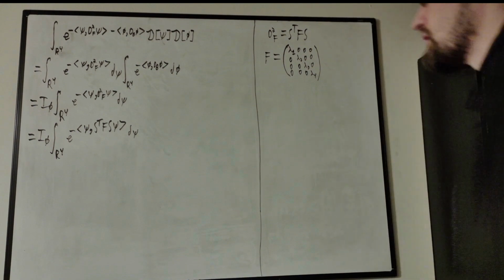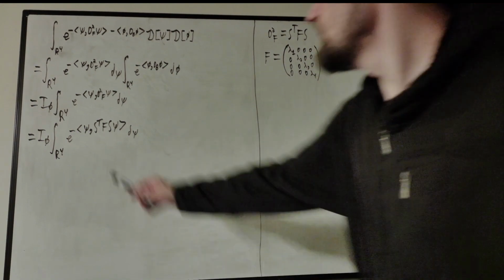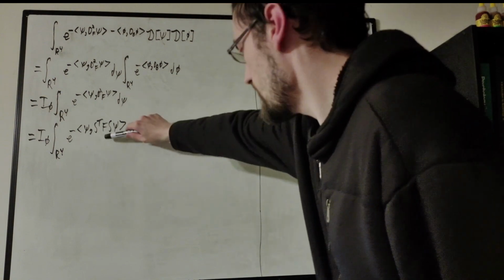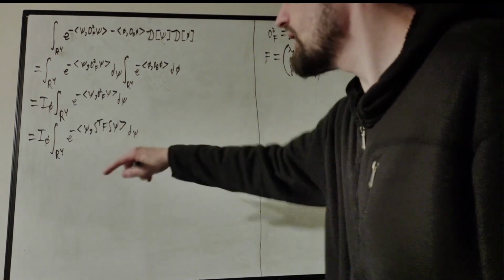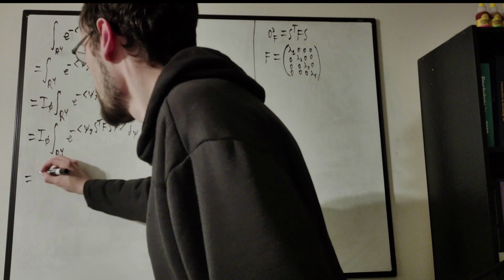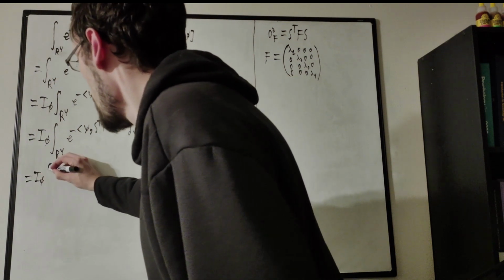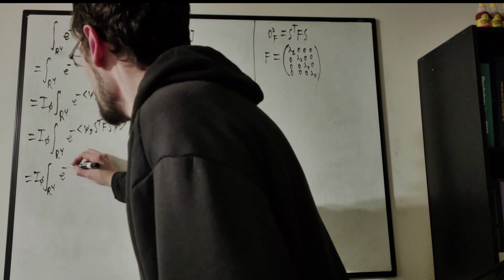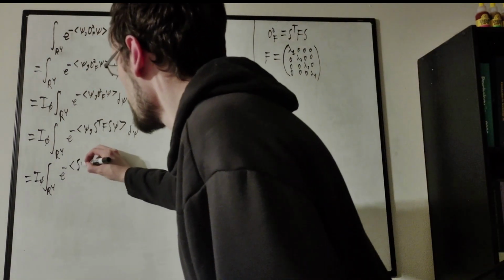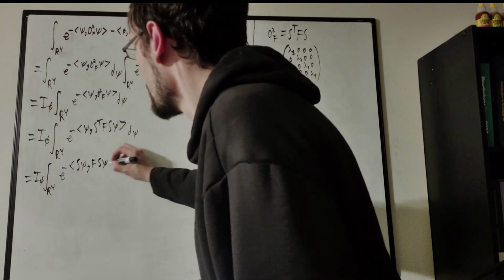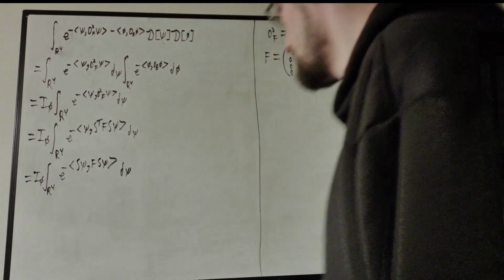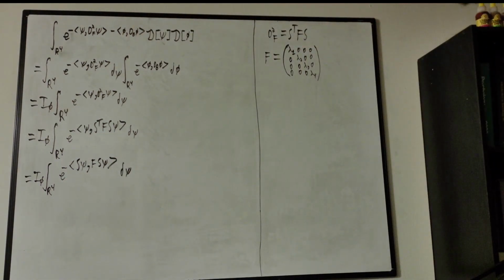Okay, so that's pretty good. But what can we do now? Well, due to the nature of the inner product, this S transpose can actually be transported over to the left side of this inner product to just be a symmetric matrix S acting on psi. So I sub phi of the integral over R4 of e to the negative inner product of S acting on psi with F and S acting on psi.